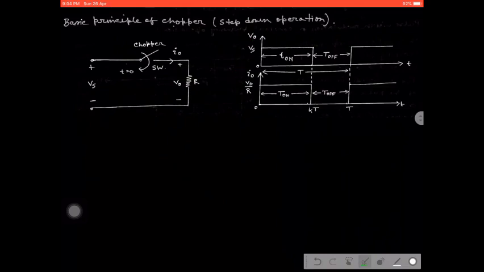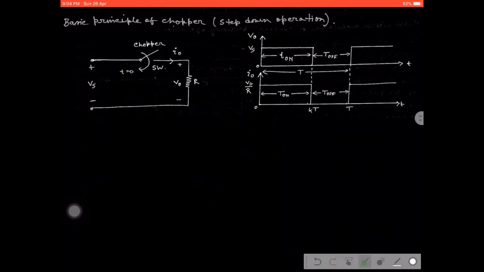Now we are going to calculate the average value. One more thing is the chopping cycle. Depending on this, we are just demonstrating the operation. That is why this is not defined by omega t. This is defined only by the time axis t.